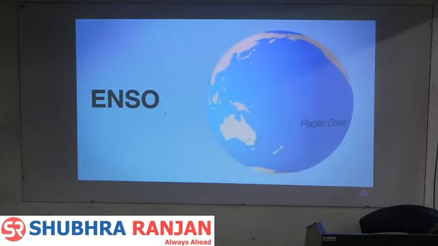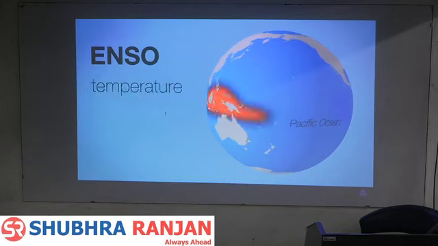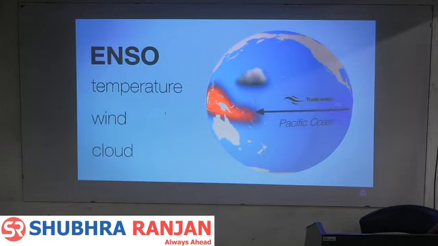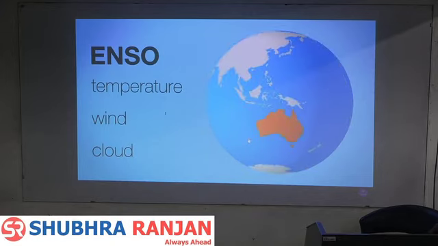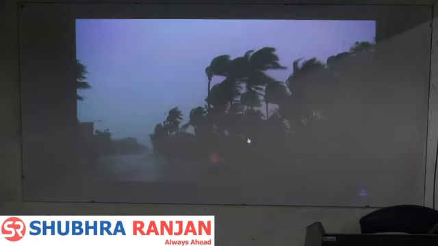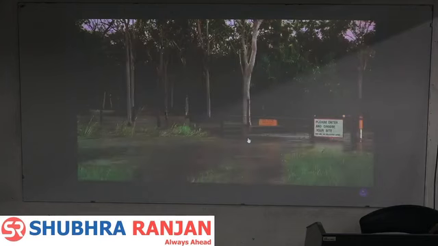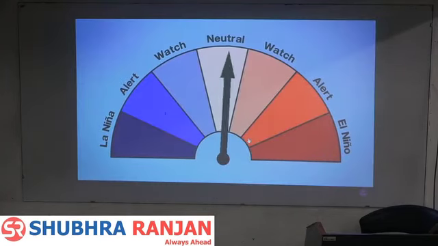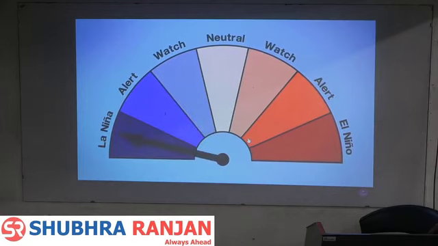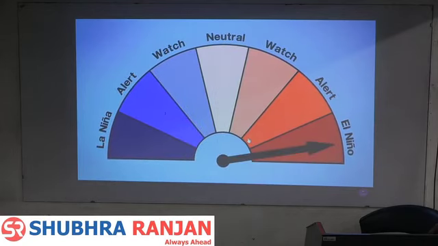ENSO is a natural cycle in Pacific Ocean temperatures, winds, and cloud. This influences climate right around the globe. In Australia, ENSO is often behind our climate extremes, from devastating floods to searing droughts. ENSO naturally swings between three key phases: La Niña, neutral, and El Niño.